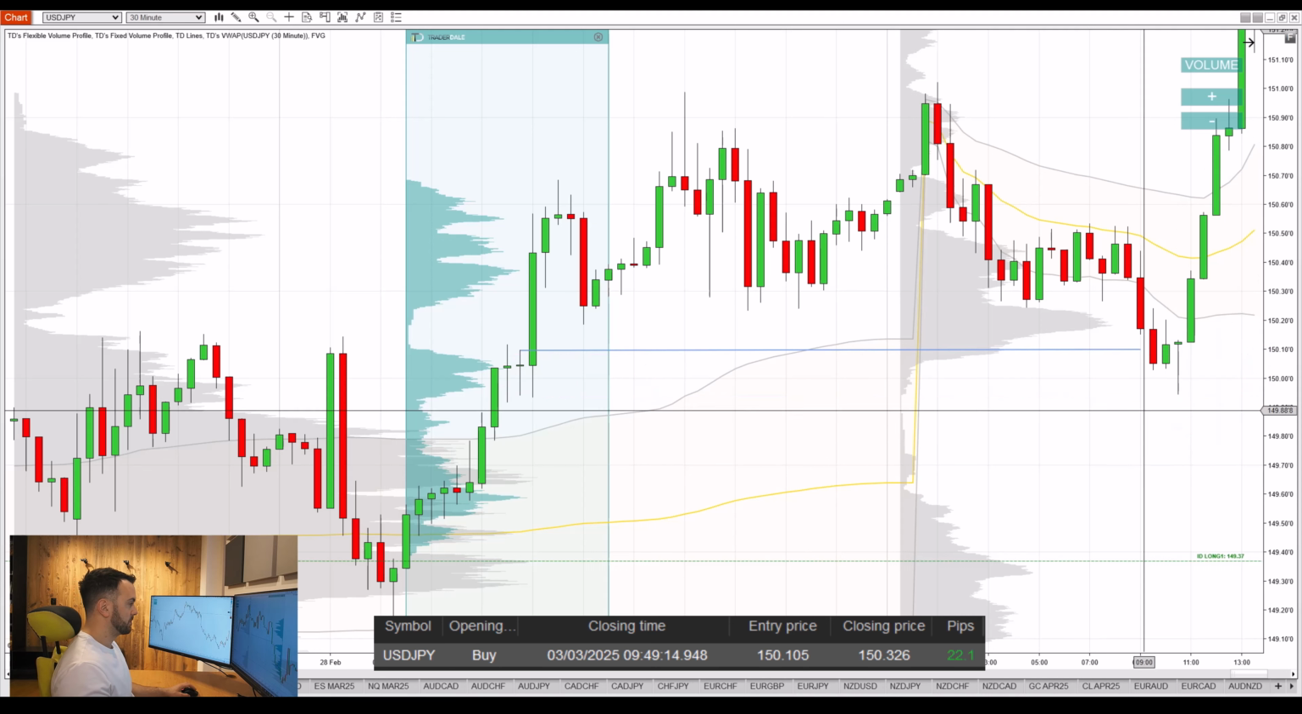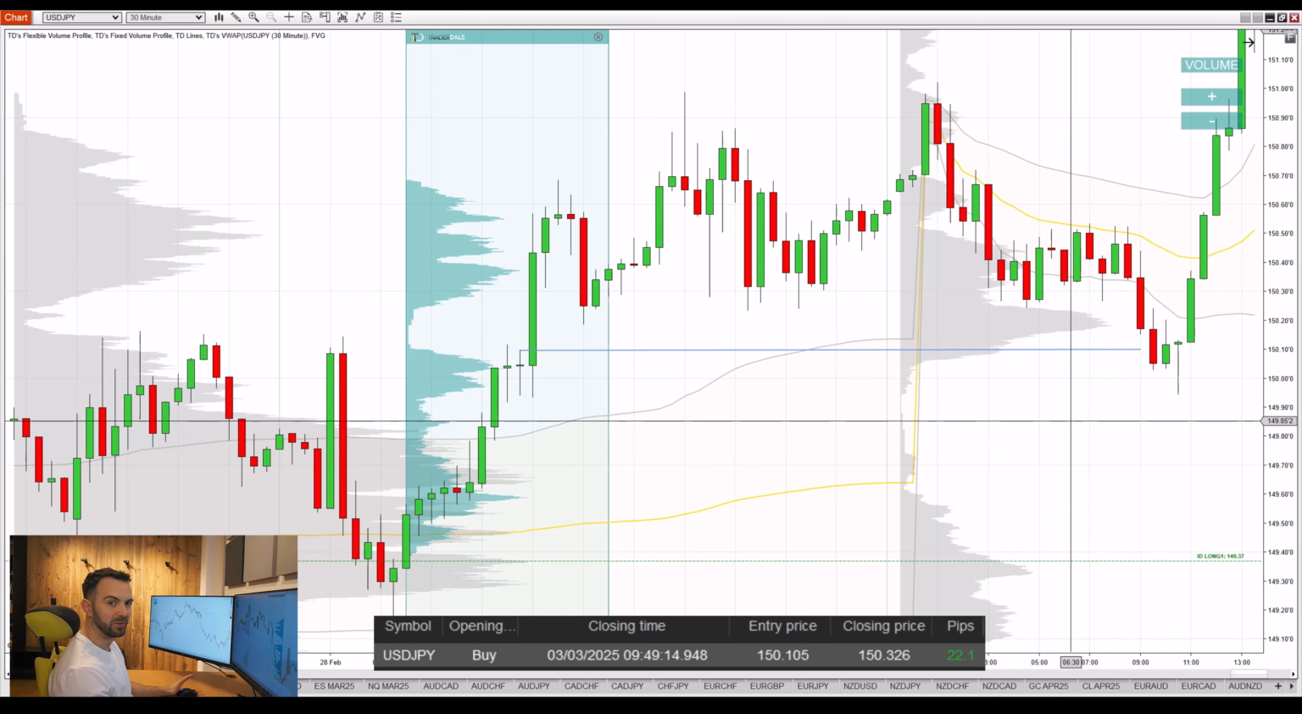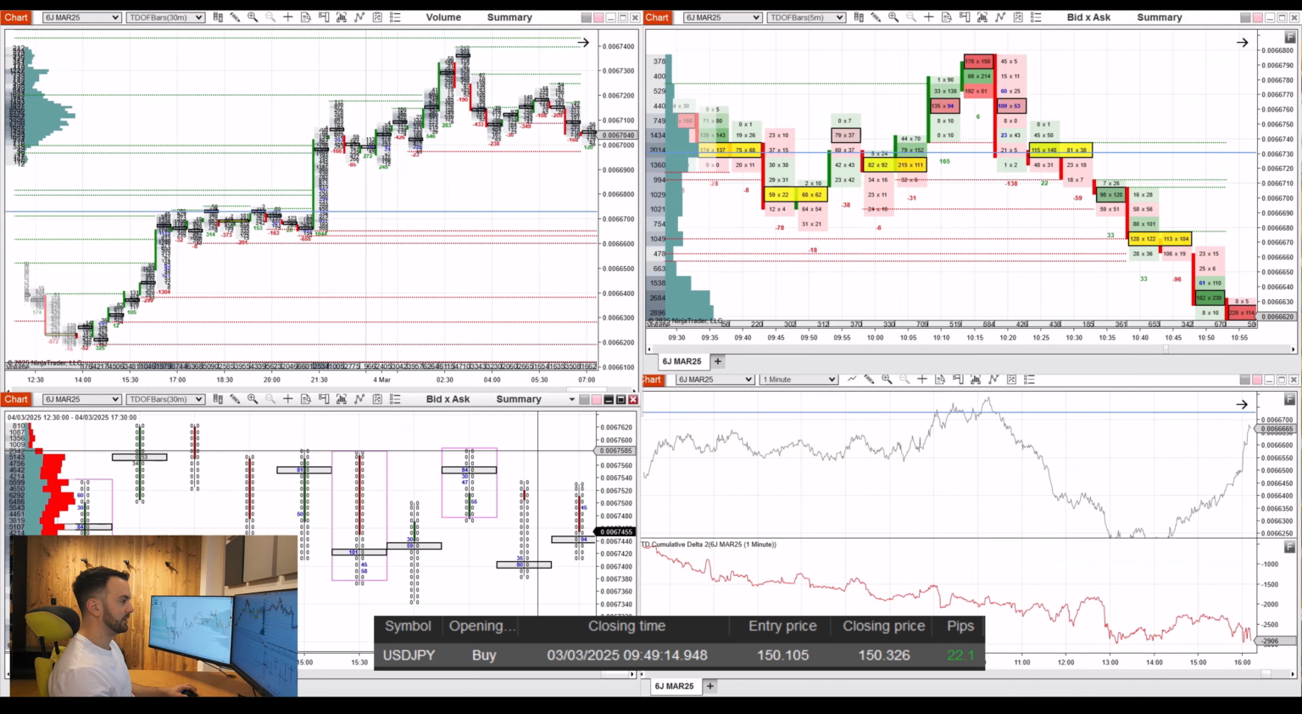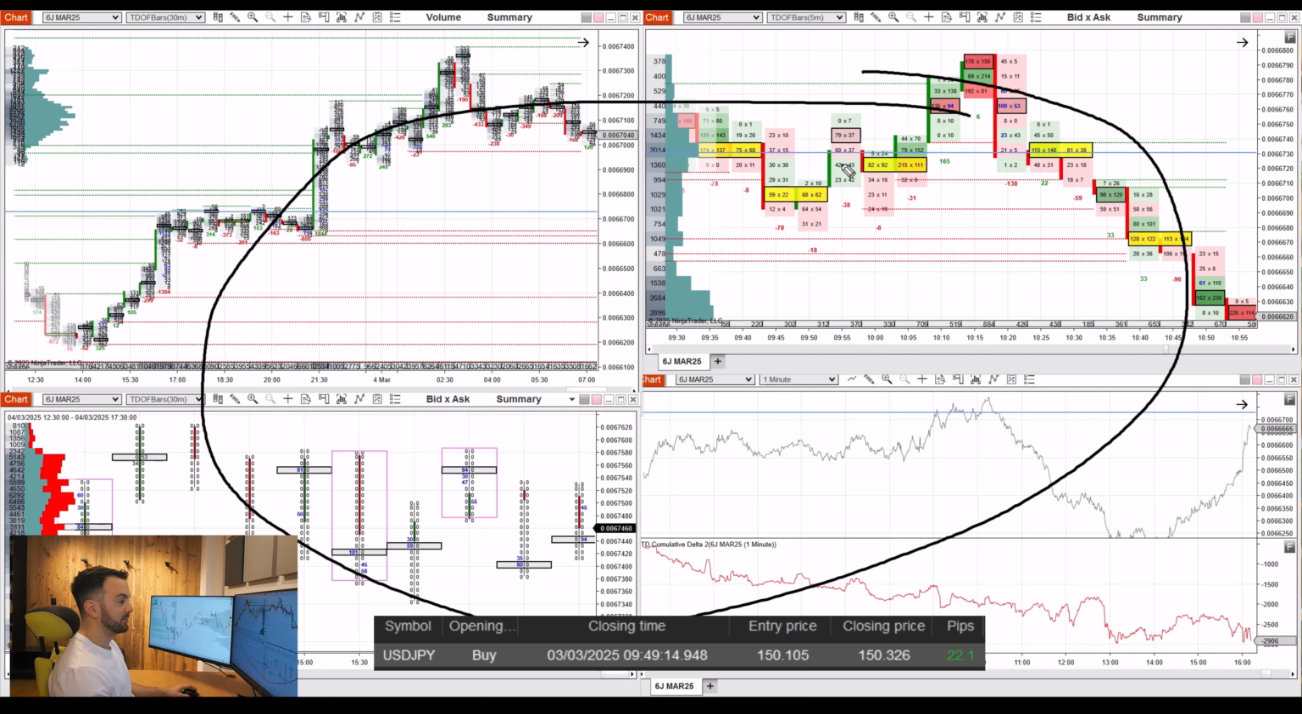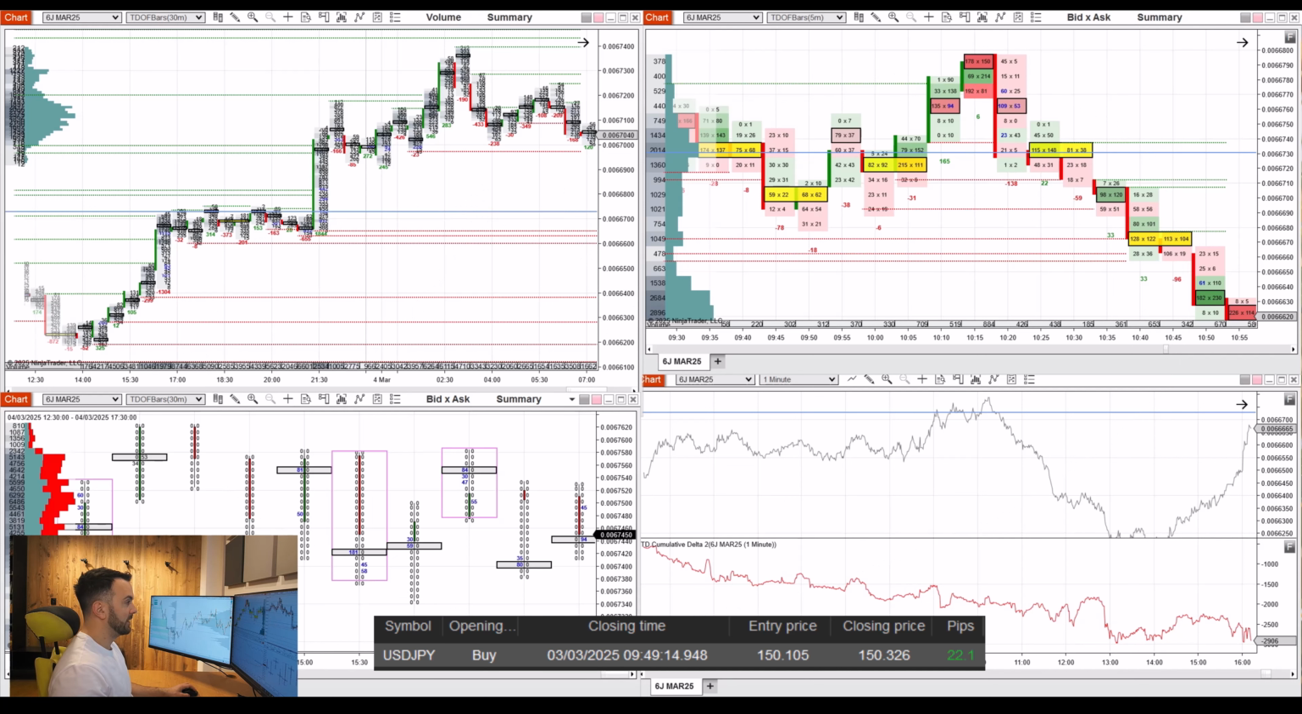Let me show you, because this is what made me hold on to that trade. What you see before you is my order flow layout. This is order flow futures, so it is reversed. When forex goes up, futures goes down. But other than that, the charts move the same way. They are perfectly correlated, only they move opposite ways.